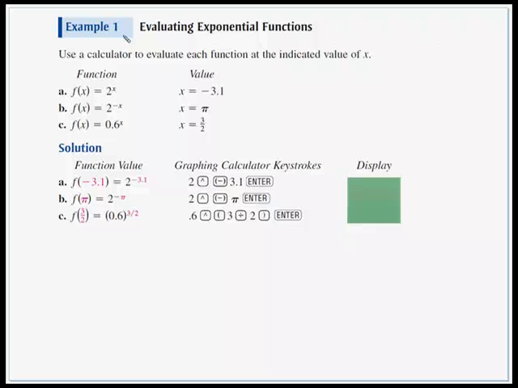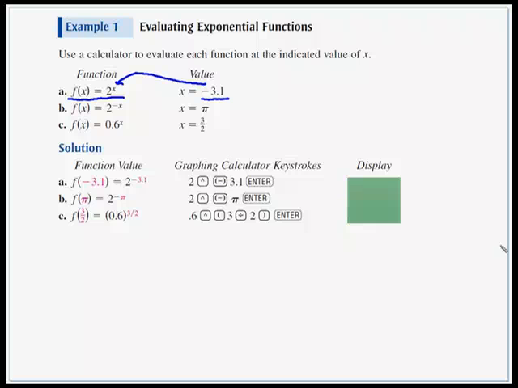So first we're going to work on some calculator skills. Use a calculator to evaluate each function at the indicated value of x. So here's our function, f of x is 2 to the x. We're going to evaluate that when x is negative 3.1. So that's what we're going to plug in for the exponent. And we're going to look at the next one, 2 to the negative x, when x is pi. And then 0.6 to the x when our x, or our exponent, is 3/2.